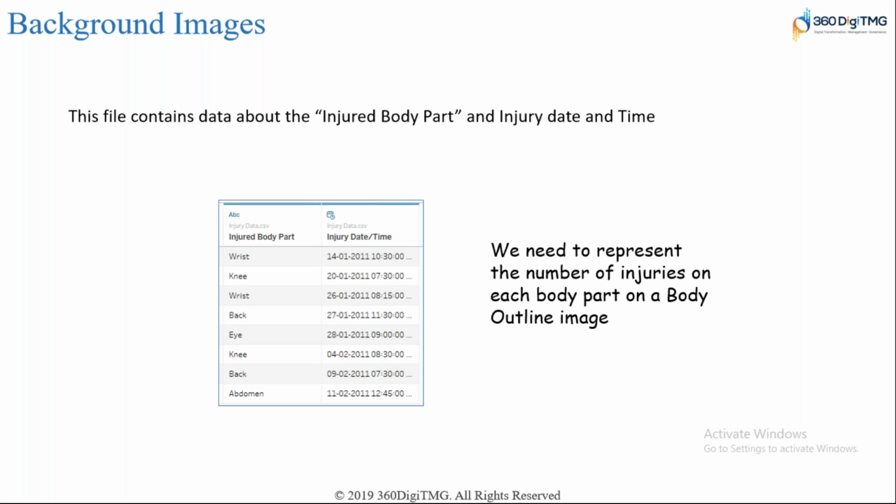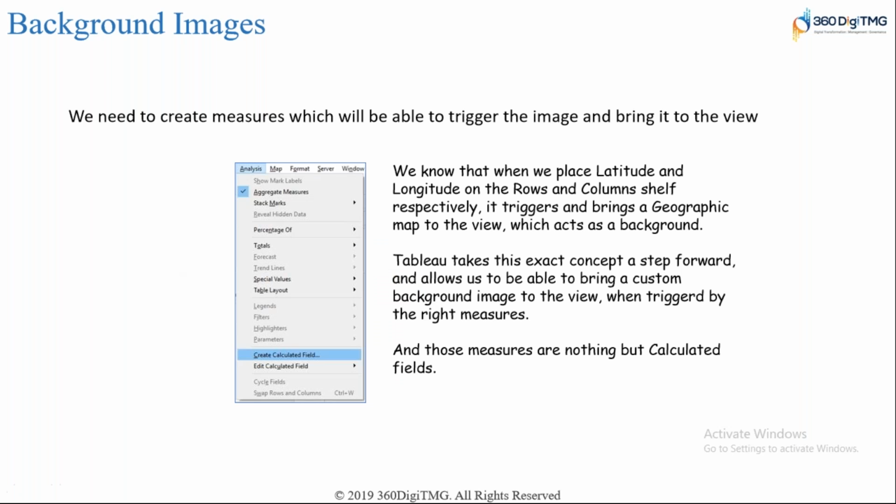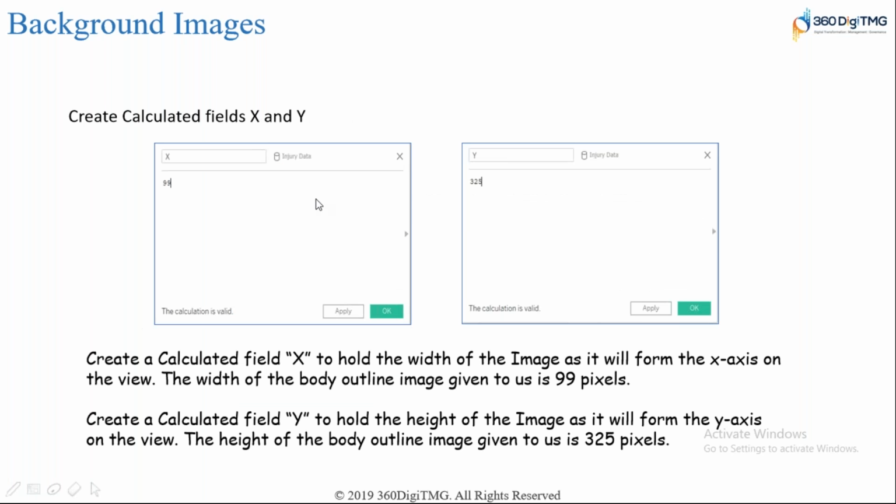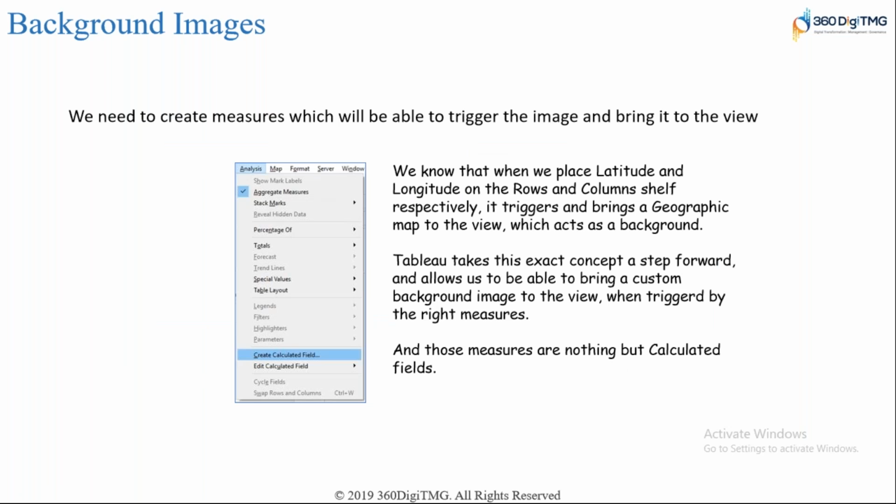The data present here is the information for different injured body parts and the date and time when the injury has occurred, data collected from a multi-speciality hospital. Now, we have been given a requirement where we have to represent this data on a custom background image, the body outline background image. And to do that, first of all, we have to link the image with the data source.